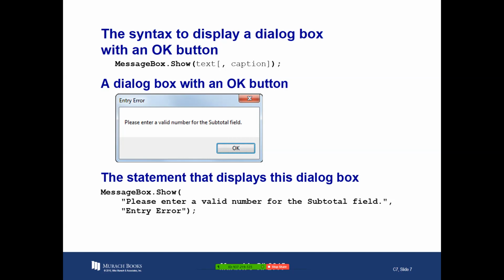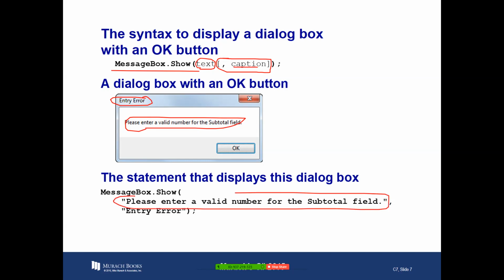And we also reviewed, because you've seen this before, how to display a message box. The text portion of the message box is what you see right here. And the caption, which is optional, that's indicated by these square brackets. That caption is what you see right here. And so that's what you're seeing down here. This is the text, and this is the caption.